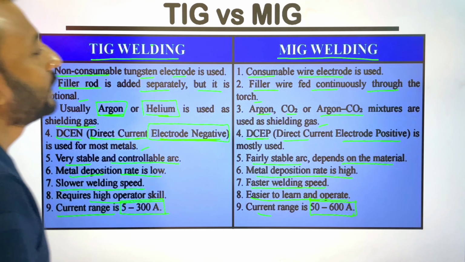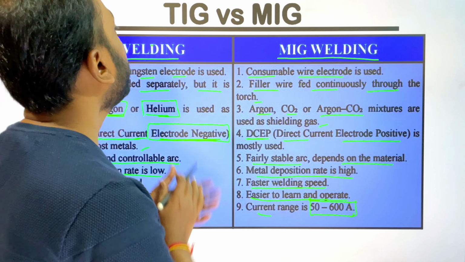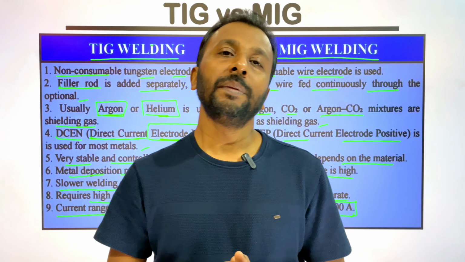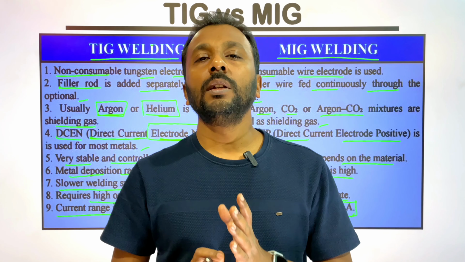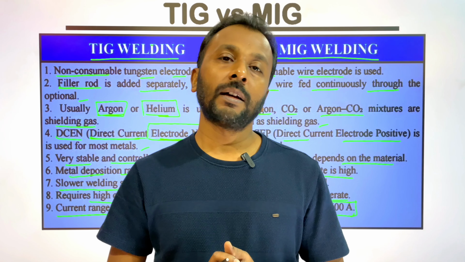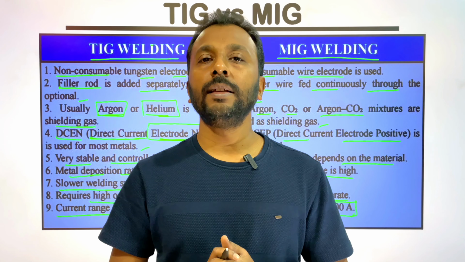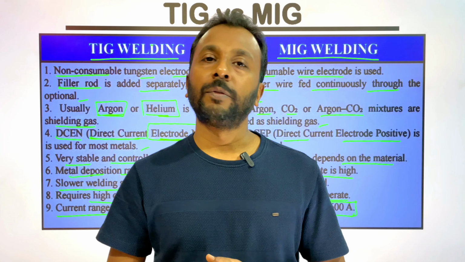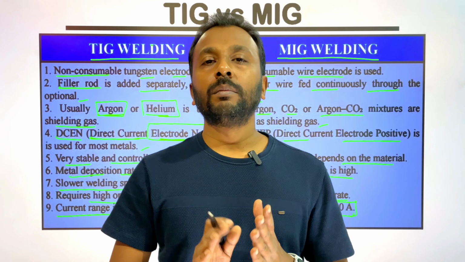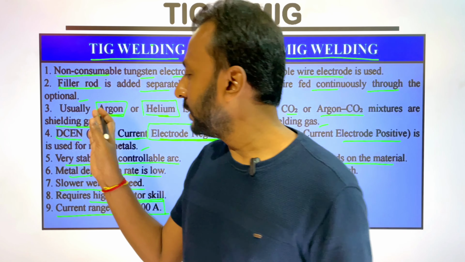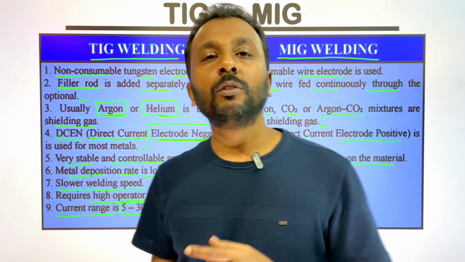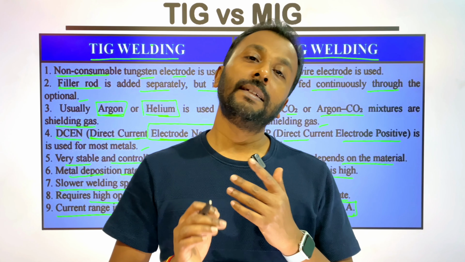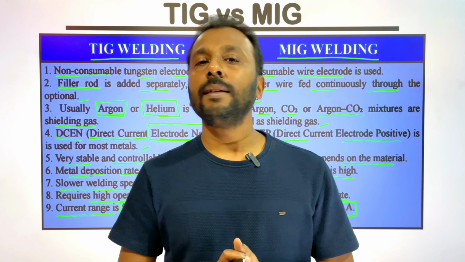So these are the differences between TIG welding and MIG welding. You have to remember that in TIG welding we use non-consumable tungsten electrode, but in MIG welding we use consumable wire electrode. This is the main funda. If you remember this point, then the other points will come to your brain automatically. So in this video I have compared TIG welding and MIG welding.